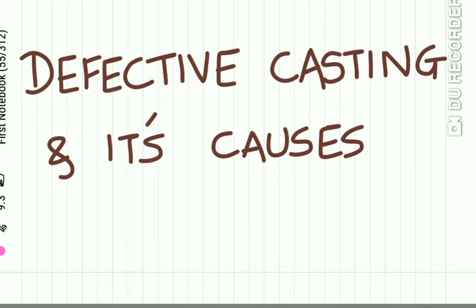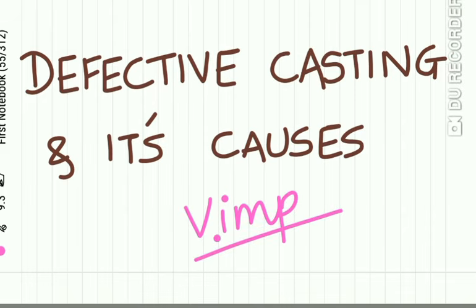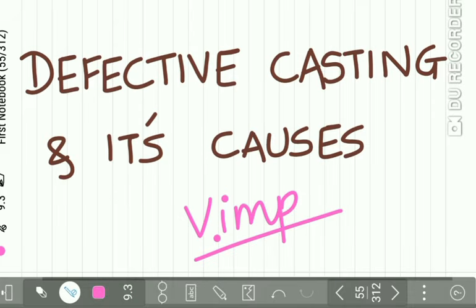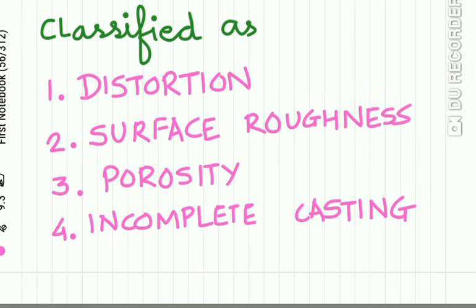Now, the defective casting and its causes. Very important question, which is asked in your exams. Long answer, short answer, MCQs, Viva, PG entrance, and everywhere. So the defective casting are classified into 4 types: distortion, surface roughness, porosity, and incomplete casting.